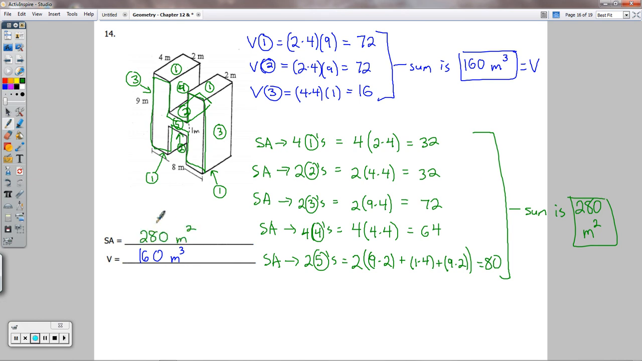So 280 meters squared. So is that a tougher one? Yes. Is there a nice formula that works for an irregular figure like that? No, you have to think of it literally. Think of the area of the surface and think of the volume of the pieces and put them together.